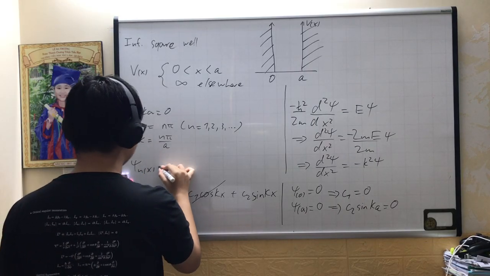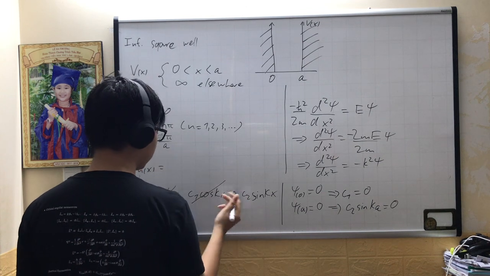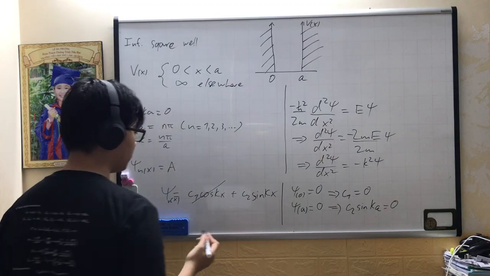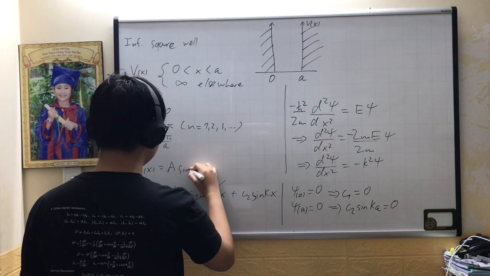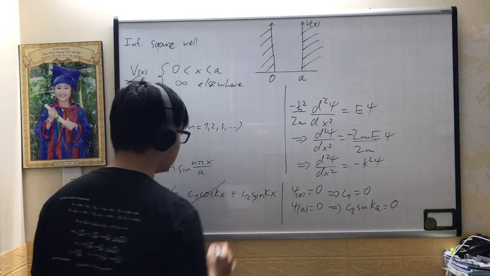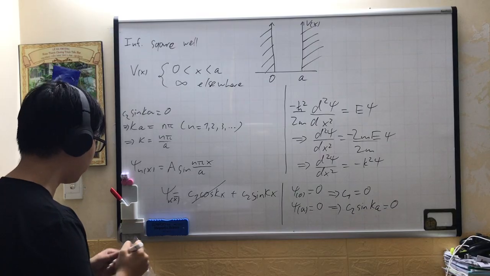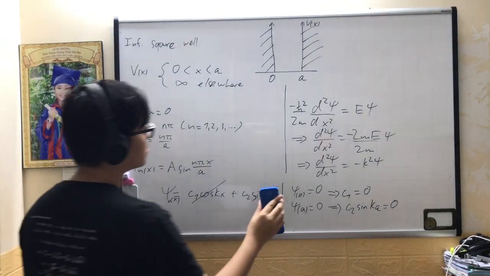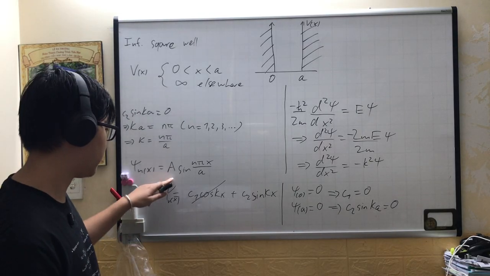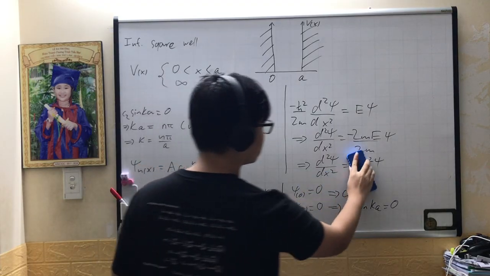Now you substitute it back into your psi here. I would just replace C2 with your normalization coefficient, so I will just write A sin(n pi x over a). And there you go. This is the form of your energy eigenstates. Now we would like to find out what A is, right? So let's do that right now.